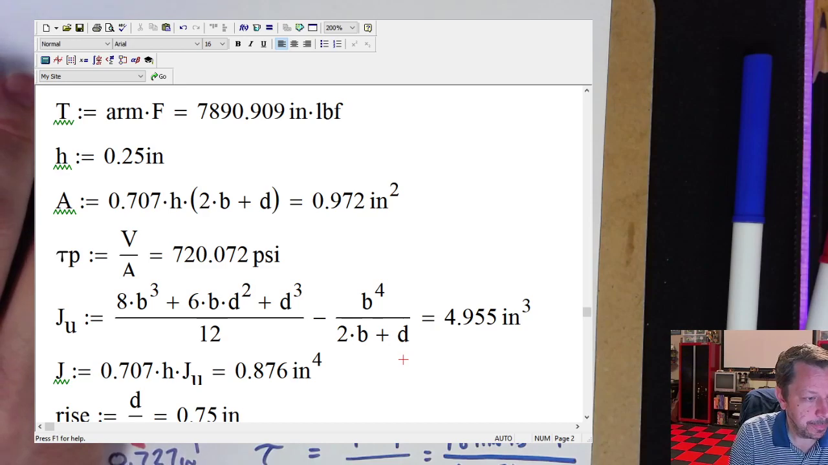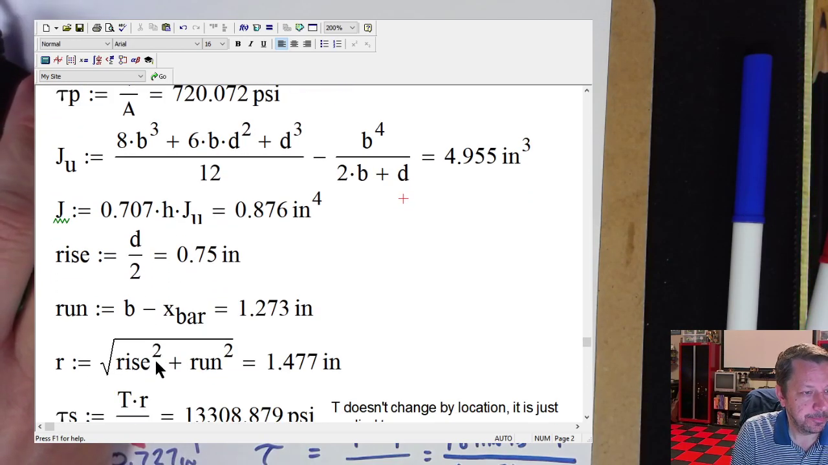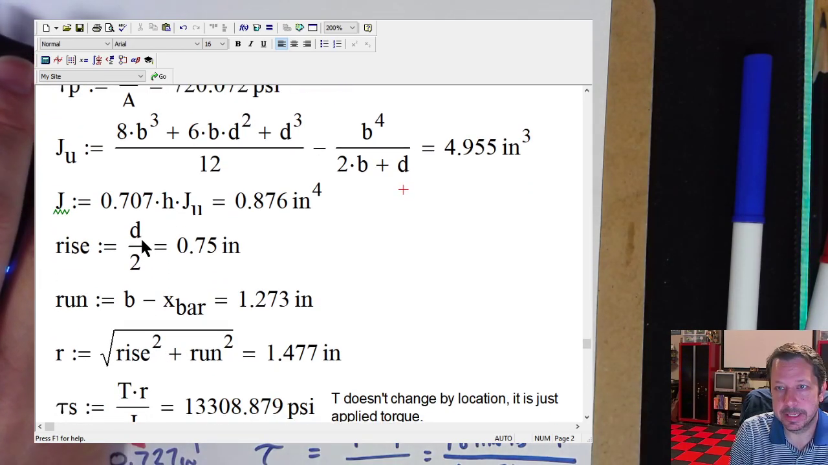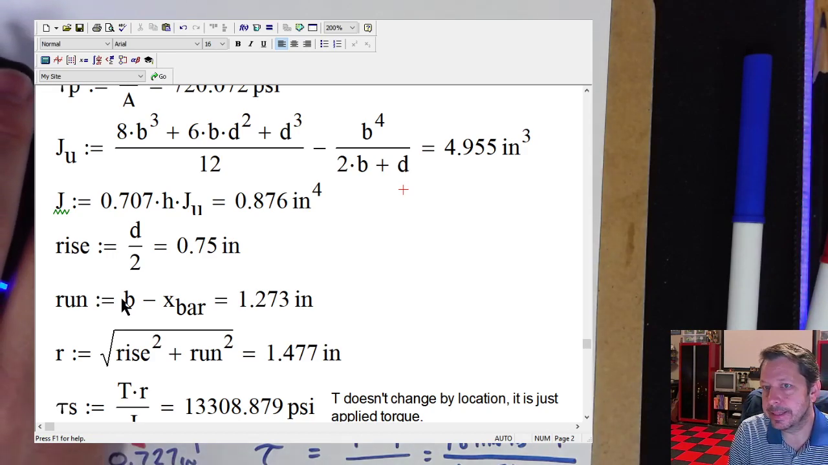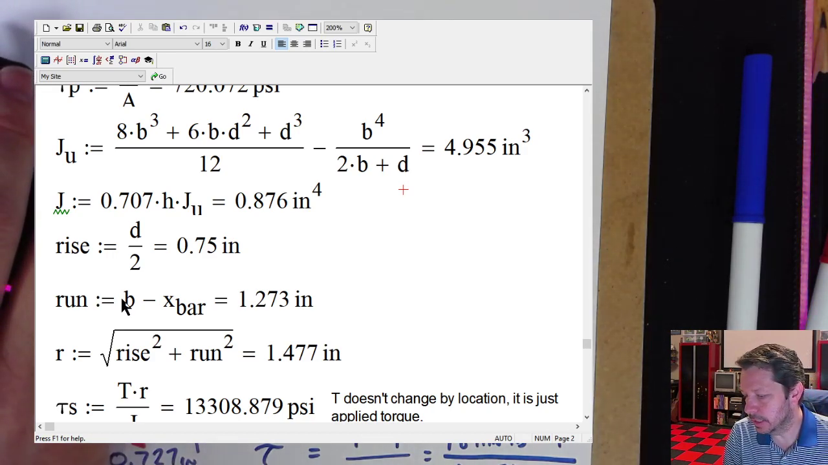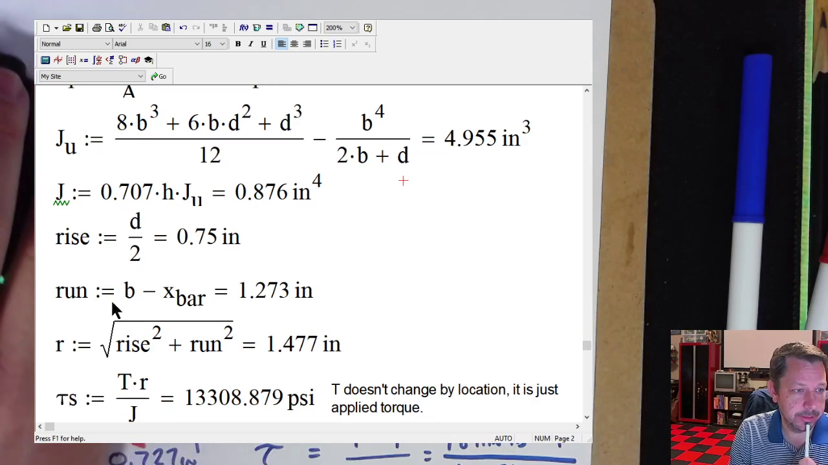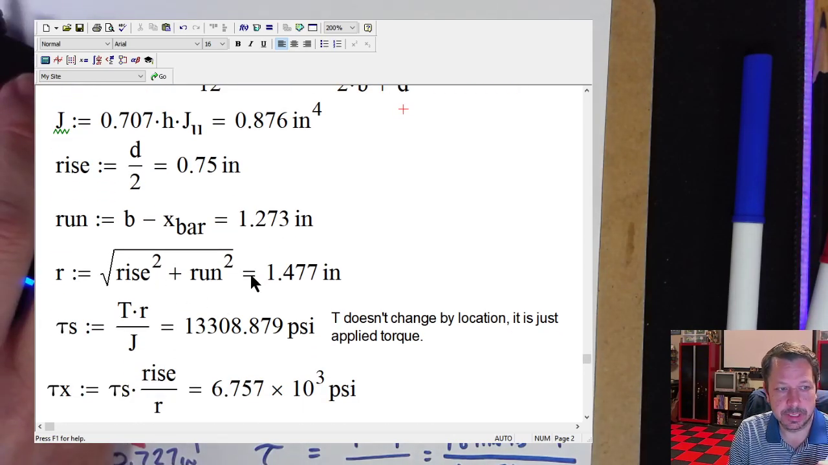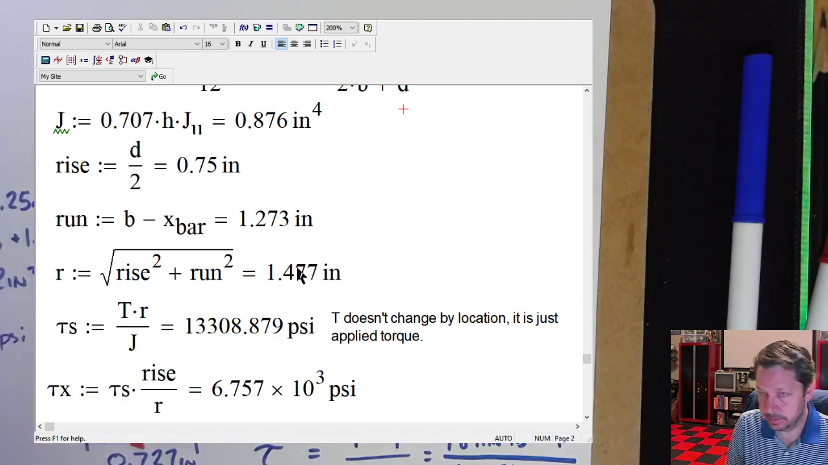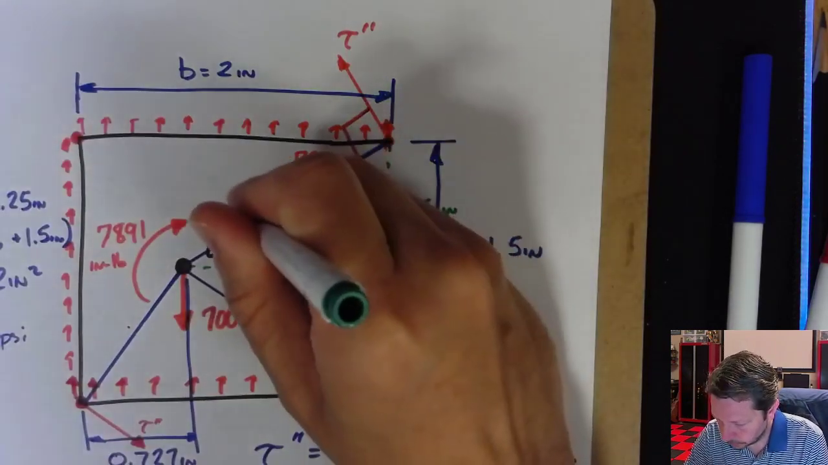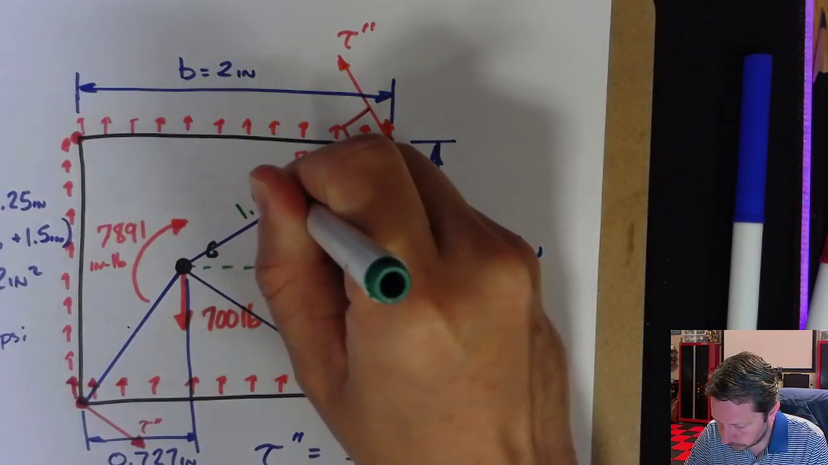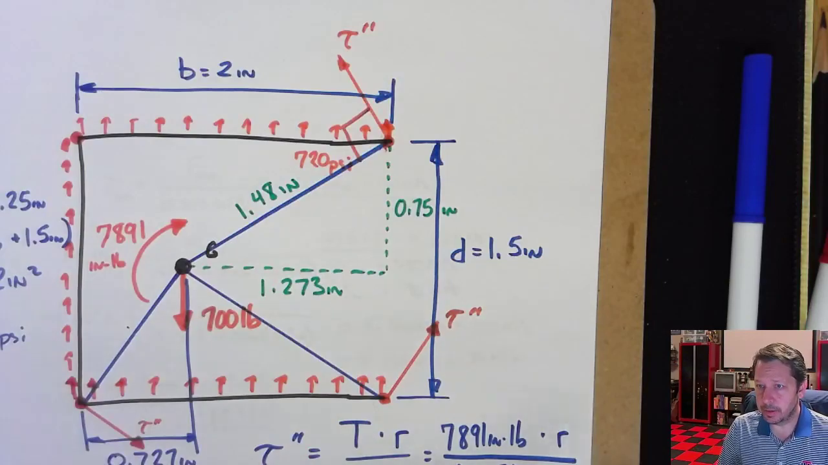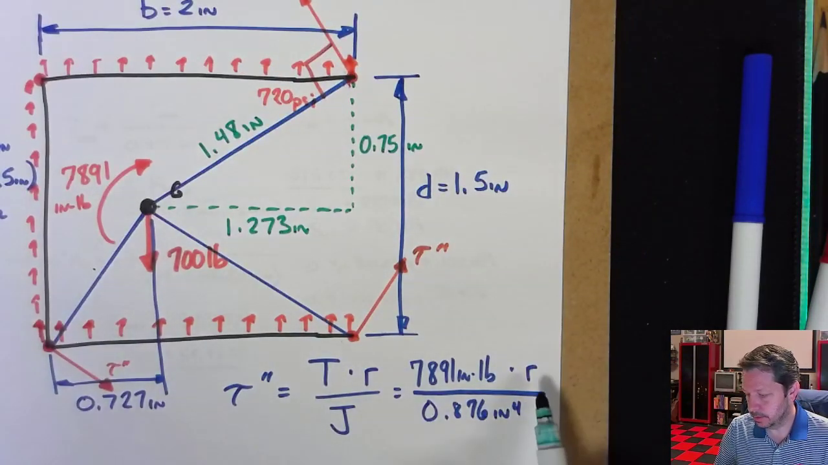Let's see. I built it as rise over run. I did that for a reason in a second that I'll show you, but rise over run, there's the same numbers that we just used. Square root of the summation of squares gives me R is 1.48. So that would be the R that goes into this equation.